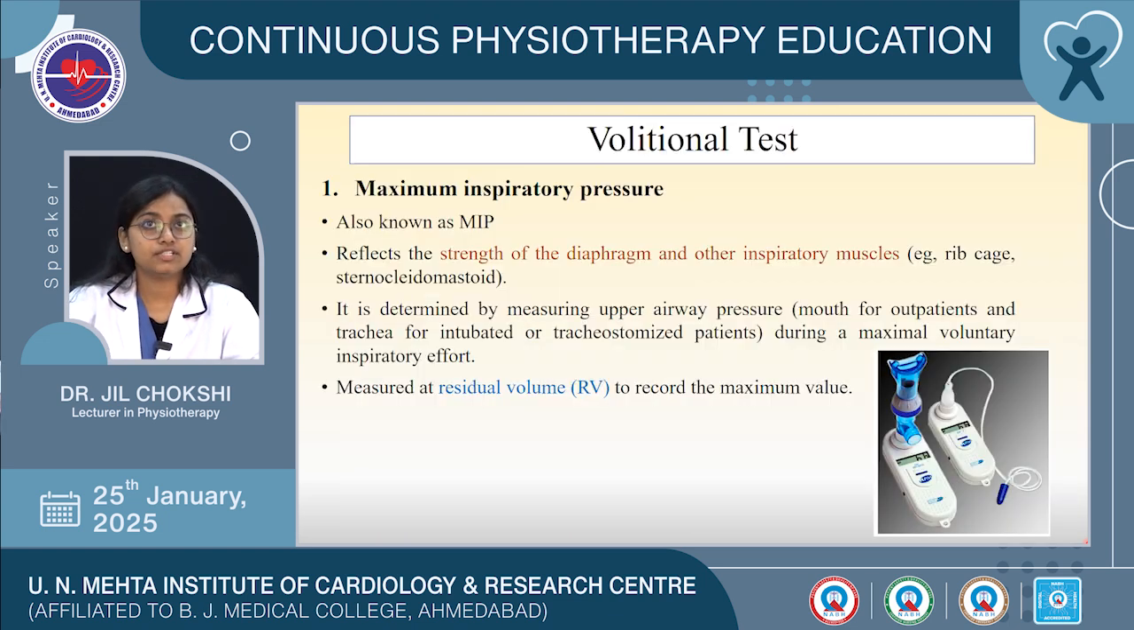First one is the volitional test, in that maximum inspiratory pressure. It is also known as the MIP. It reflects the strength of the diaphragm and other inspiratory muscles like the sternocleidomastoid. It is determined by measuring the upper airway pressure, mouth for the outpatients and the trachea for the intubated or tracheostomized patient, during the maximal voluntary inspiratory effort. It is measured at the residual volume to record the maximum value.